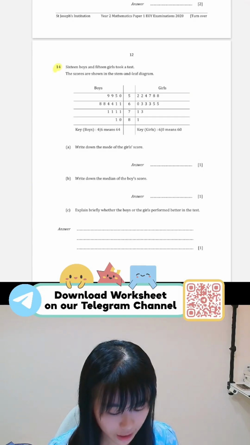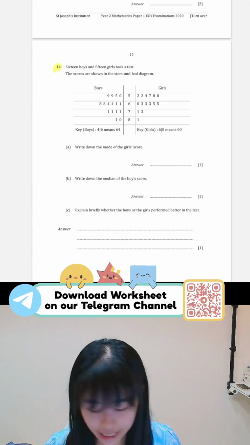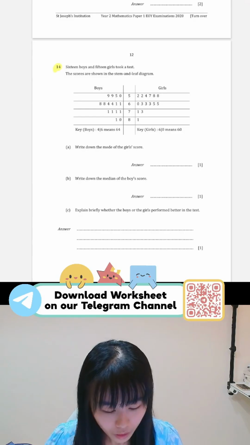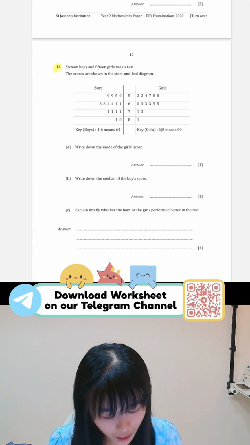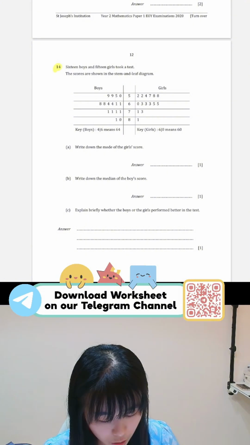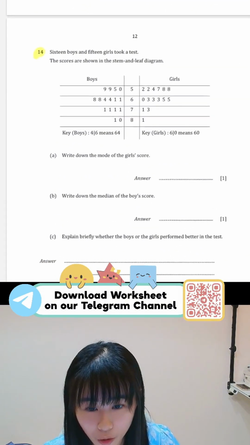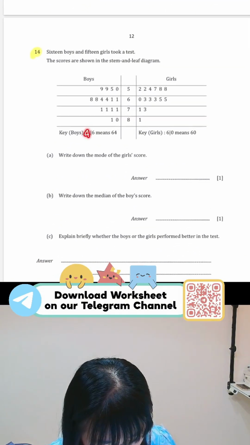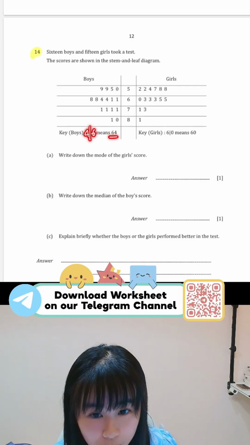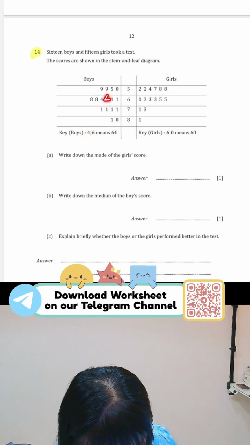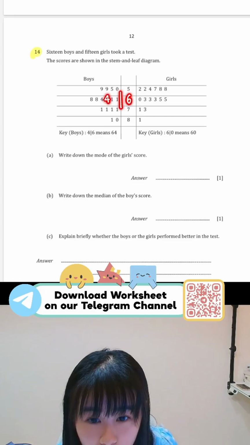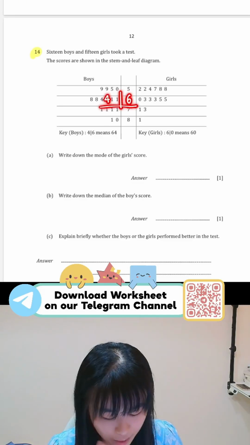So we have 16 boys and 15 girls who took a test. The scores are shown in the stem and leaf diagram. Now, the boys. If you all zoom in a little bit more, the boys, when they put 4 and then the line 6, it means 64. What does it mean? I want you to see, the 4 is here, the line is here, the 6 is here. So if you look like this, this is not 46, but it's 64.